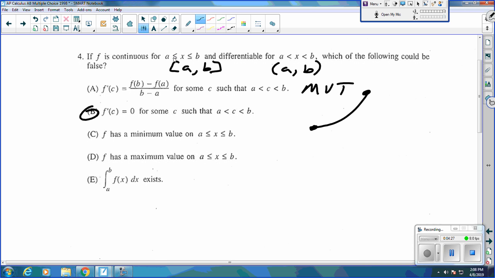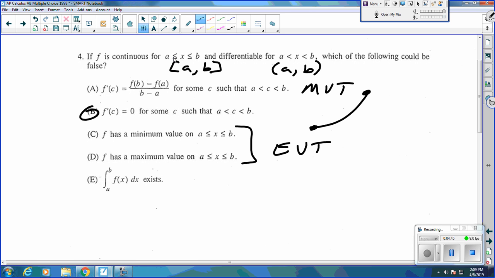To make sure I'm right, this is the tough part, I would read through the rest, actually. F has a minimum on a to b. F has a maximum on a to b. Guys, these are both part of the extreme value theorem. Yes, it's a closed interval, so there are maximums. They can be the same.